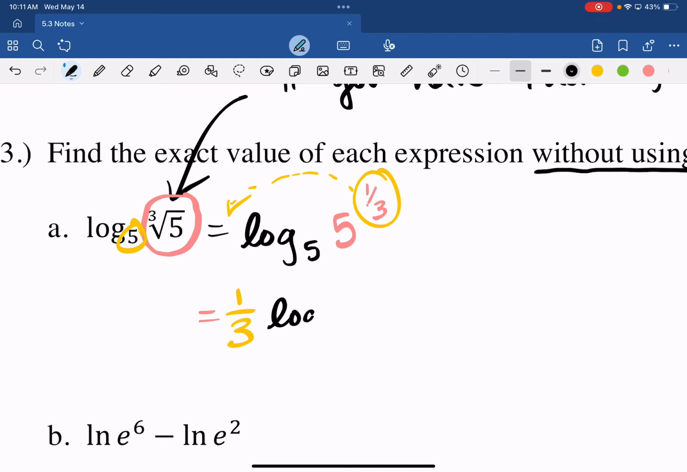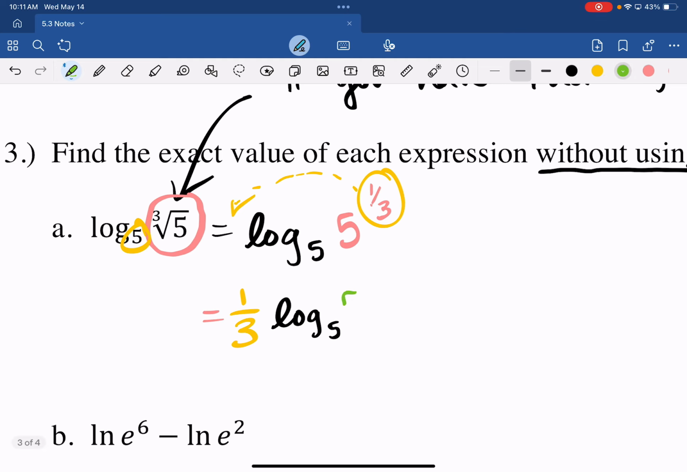Now I have log base 5, 5. Yesterday we talked about a rule where if my base is the same as my big number, what does that simplify to? 1. Good. That becomes a 1. So I really have 1/3 times 1, which is just 1/3.